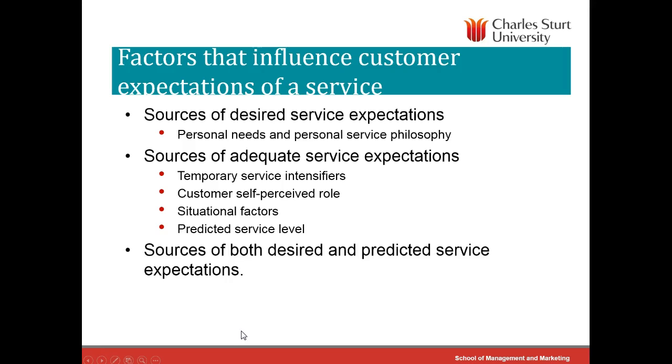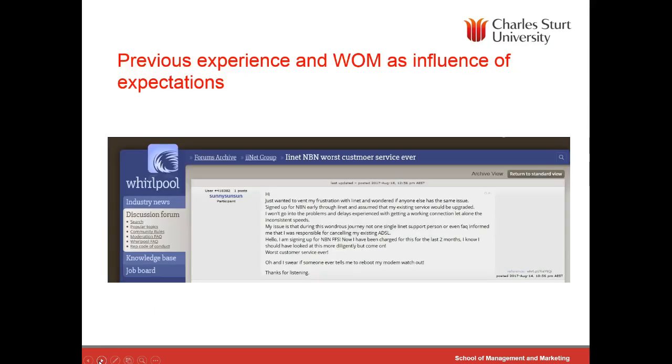So sources of both desired and predicted expectations come from a number of areas. These are the promises the company or service provider makes, word of mouth, and of course your previous experience. So these will predict both your expectations and your predicted service, your desired level and what level of service you think you'll get.